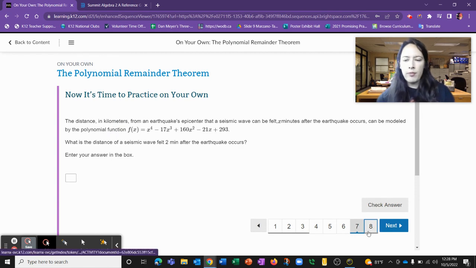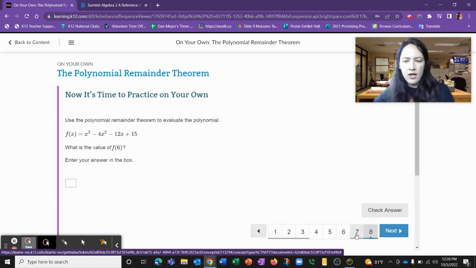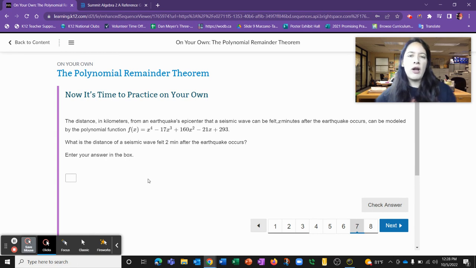Ooh, word problem. So we'll talk about that one in a second. Okay, so let's talk about 7 since it's a word problem, but the rest, try them, see what you get, see if you can do polynomial long division, see if the remainder theorem makes sense to you. Check it by substituting the value into the original function.